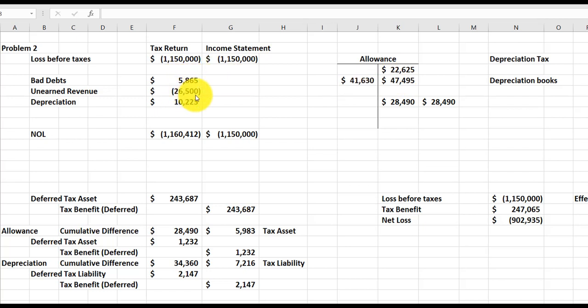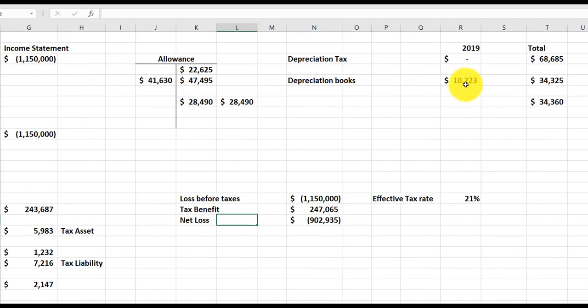The unearned revenue is earned, and there's no new unearned revenue, so all of that needs to be taken off the tax return, because we already paid taxes on it in the year earlier when we received the cash. And then depreciation is just one more year. Remember, for tax purposes, we took bonus and Section 179, so that there is no depreciation for tax purposes, and our book is $10,223 each year.